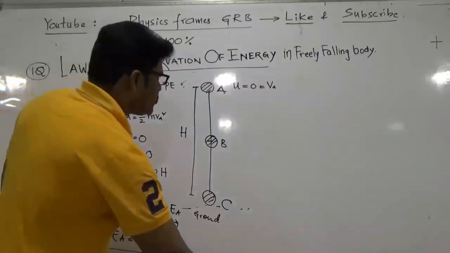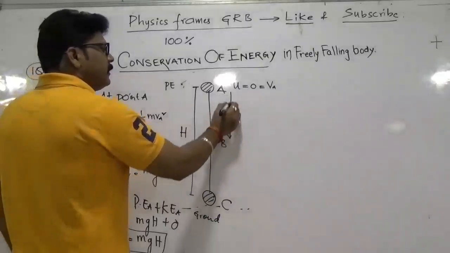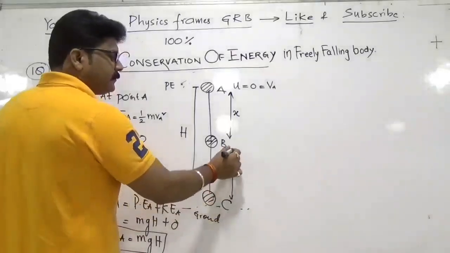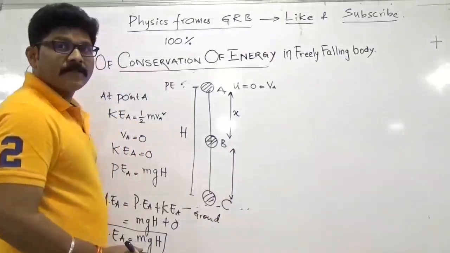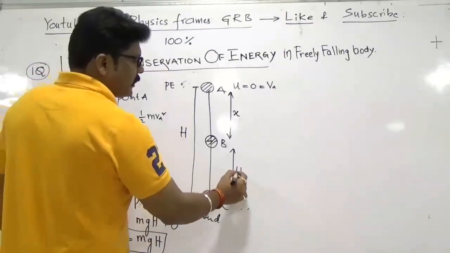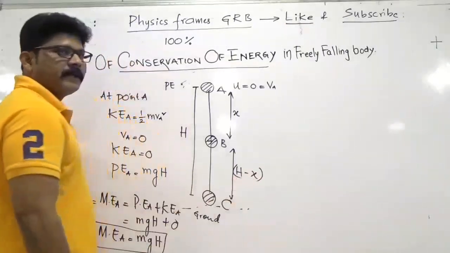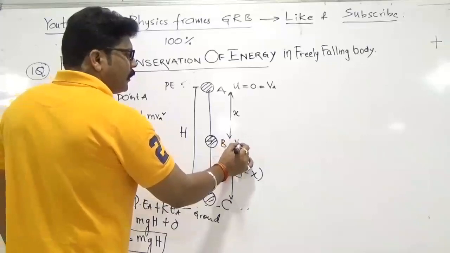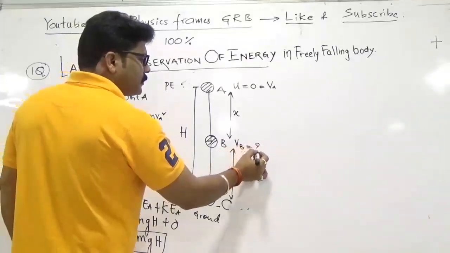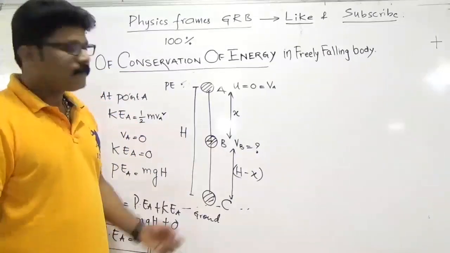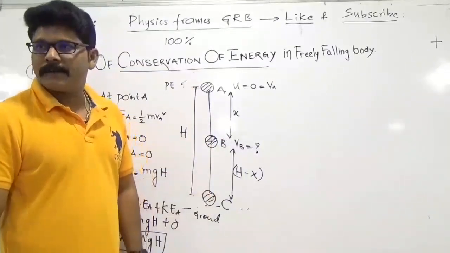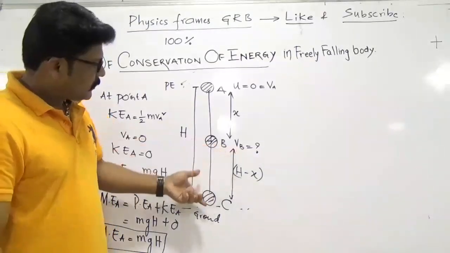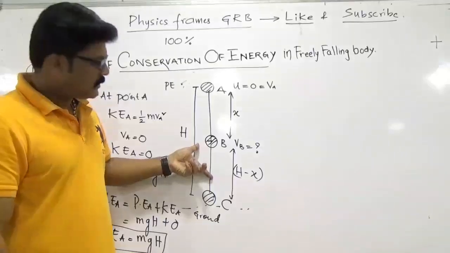Now let us take at this point, it has traveled a distance of x. Now can you tell me what is the remaining distance? It is h minus x, right? This is h minus x. Now when it is traveling here, we don't know the velocity at this point. Velocity at this point is a question mark. So first we have to calculate the velocity at this point. Now when it has reached this height, it has potential energy because this is at a height of what?